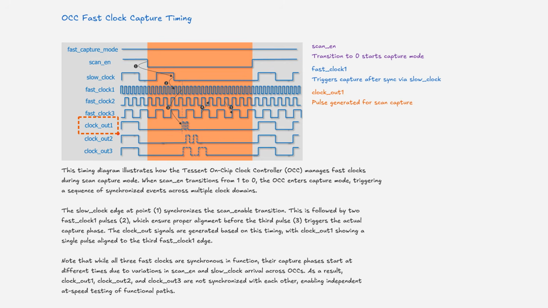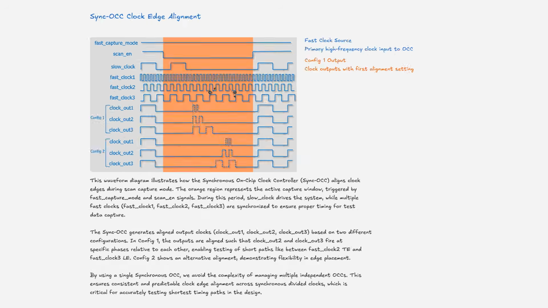As a result, clock-out 1, clock-out 2, and clock-out 3 are not synchronized with each other, enabling independent at-speed testing of functional paths. This waveform diagram illustrates how the synchronous on-chip clock controller, Sync OCC, aligns clock edges during scan capture mode. The orange region represents the active capture window, triggered by fast capture mode and scan enable signals. During this period, slow clock drives the system, while multiple fast clocks, fast clock 1, fast clock 2, fast clock 3, are synchronized to ensure proper timing for test data capture.